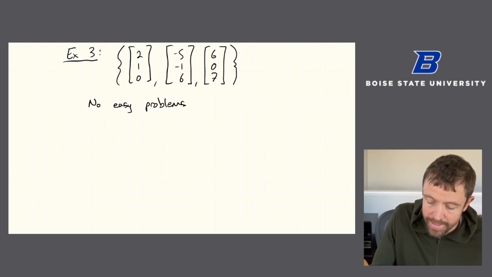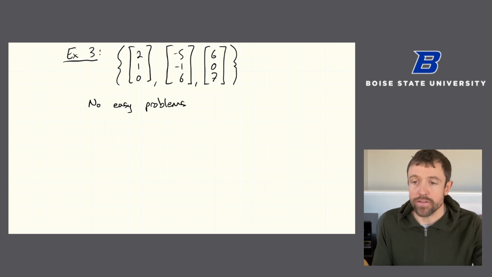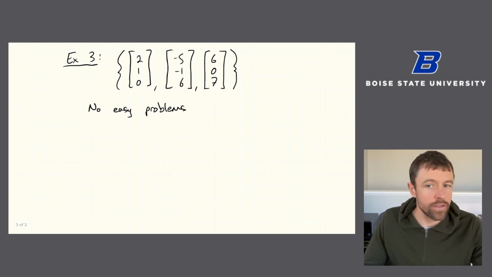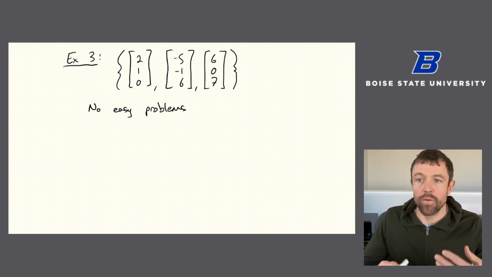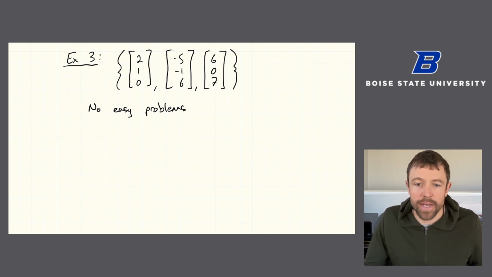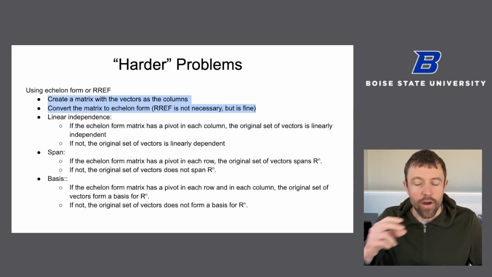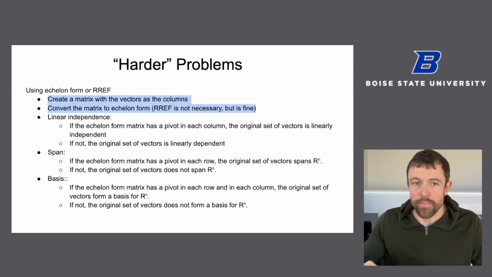What I mean by that is that when you have 3 vectors from R3, they could be linearly independent or they might not be. They could span R3 or they might not. They could be a basis or they might not be. And so we'll have to answer all 3 of the questions. But as I mentioned earlier, the nice thing is that to answer all 3 questions, we always start the same way. And the hard part is the conversion to echelon form.